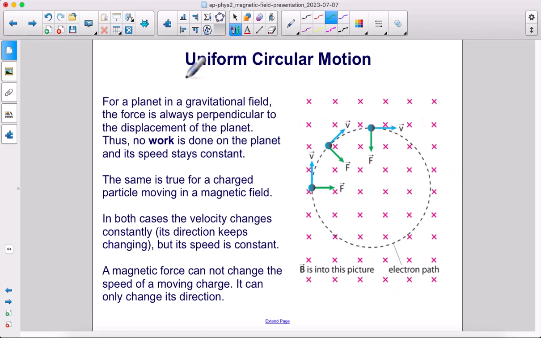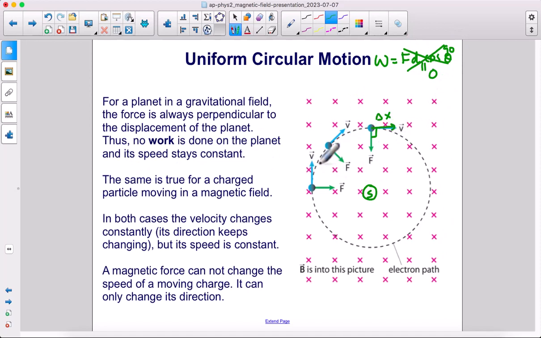For a planet in a gravitational field, the force is always perpendicular to the displacement. So the instantaneous displacement here is this way. So this is where it's going in that instant. And at that same instant, the gravitational force towards the sun is this way. So they're 90 degrees. Remember, the equation for work is force times displacement parallel, which becomes cosine theta. So if you have force this way and displacement that way, you have cosine 90, which is 0. So 0 work is done.